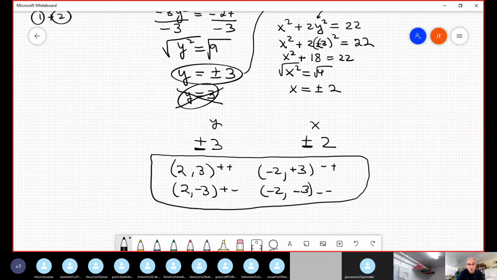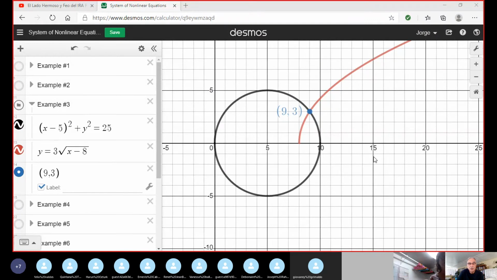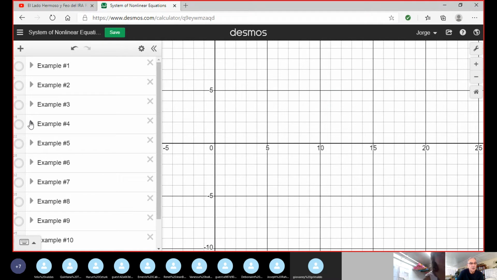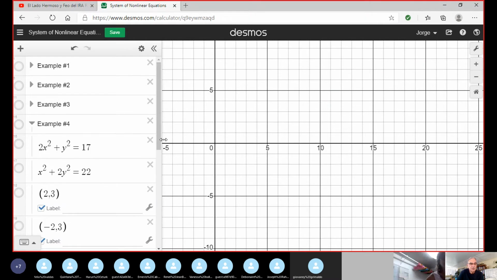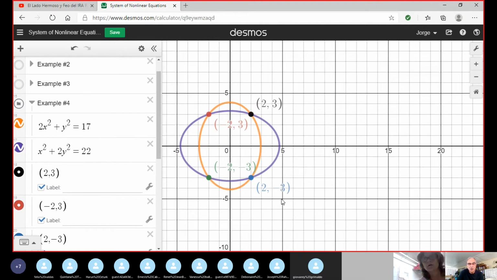Switch it to decimals. Okay, here. Do you see this one now? This was example 3, remember? Now example 4. In example 4, we have this equation nonlinear, and this equation nonlinear. Let me try to do the graph. Boom, look at that, wow.